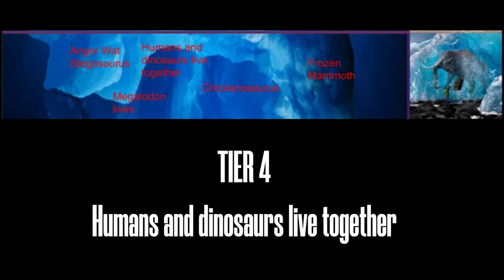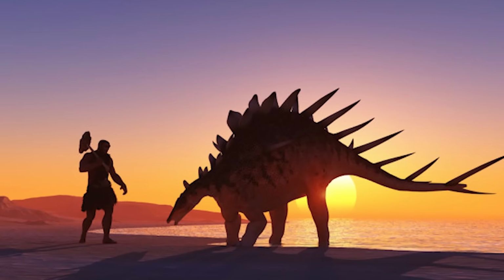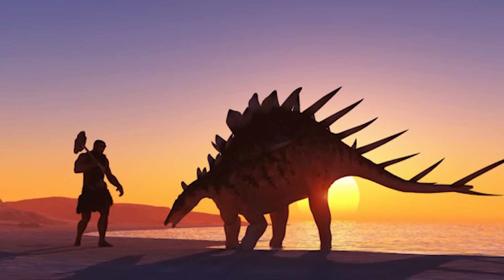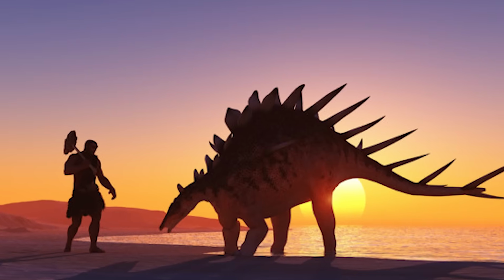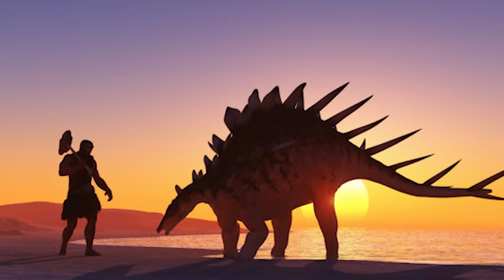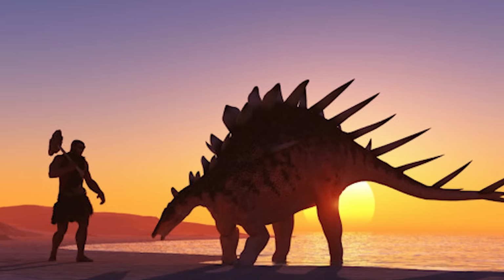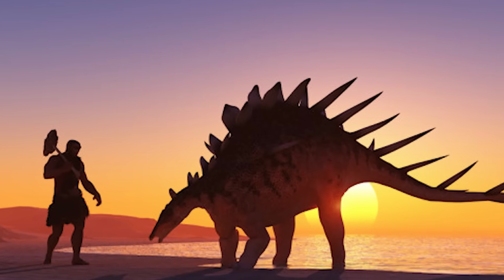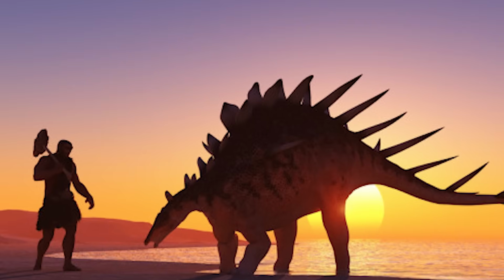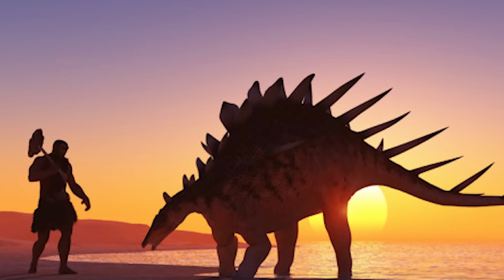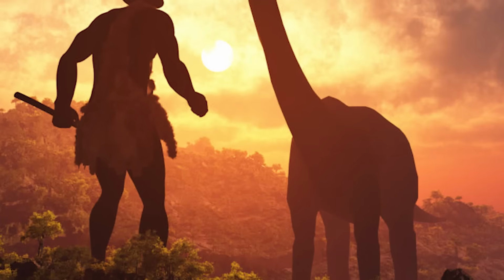Alright, now on to tier 4, and I've done a lot of research for this one, but I haven't seen any sort of credible evidence for this anywhere. This one entry is humans and dinosaurs lived together, and that's just not true, because dinosaurs became extinct around 66 million years ago, and the Homo genus, which is a modern human, appeared much later, around 2 to 3 million years ago, and that's just the very, very early stages of humans.